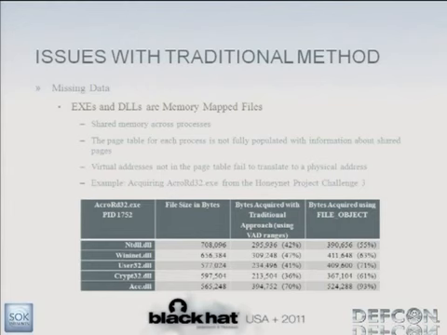And here's an example. I've taken the HoneyNet Project Challenge 3. If you're familiar with that, that was a memory image that came out about 1.5 years ago. I acquired these files out of the memory image, and there I just chose files at random. And you see the file size there in the first column, and then the bytes acquired with the traditional approach. So that's using the VADs, a starting virtual address, ending virtual address, and using the DTB of the process to acquire it. And that's how much of the file that we could acquire.